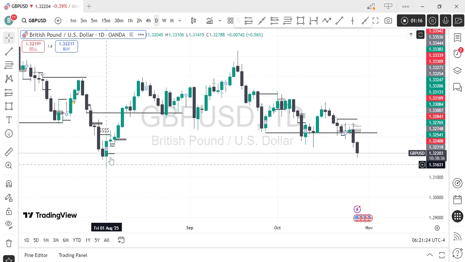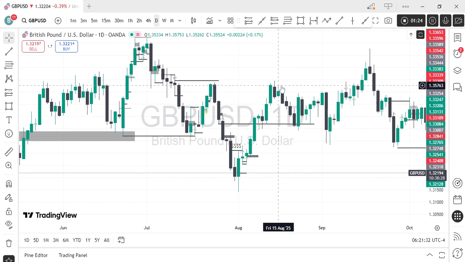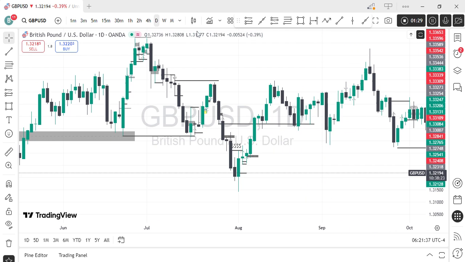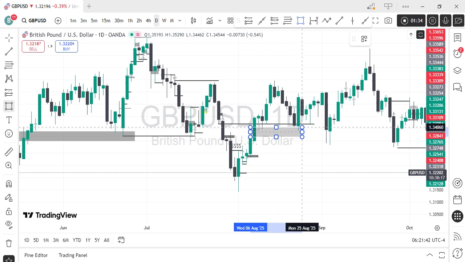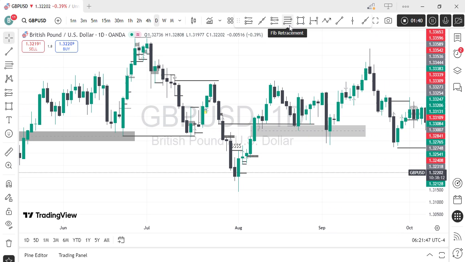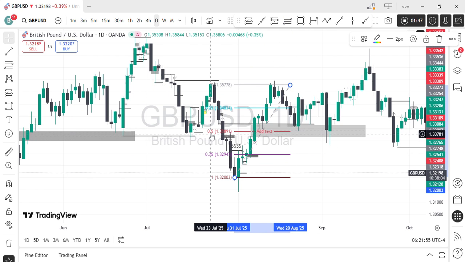So the fair value gap must be on the trend, must follow the trend. For example, here the trend is bullish, as you can see. So we look for bullish fair value gaps. Let's use this one and mark it out. This is the fair value gap, and it should be at around the discount range. The discount range you can see is at 0.5. So this is the fair value gap.